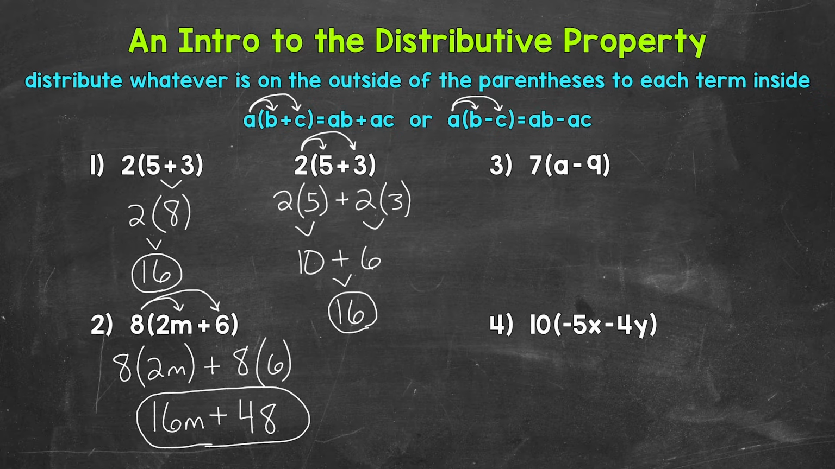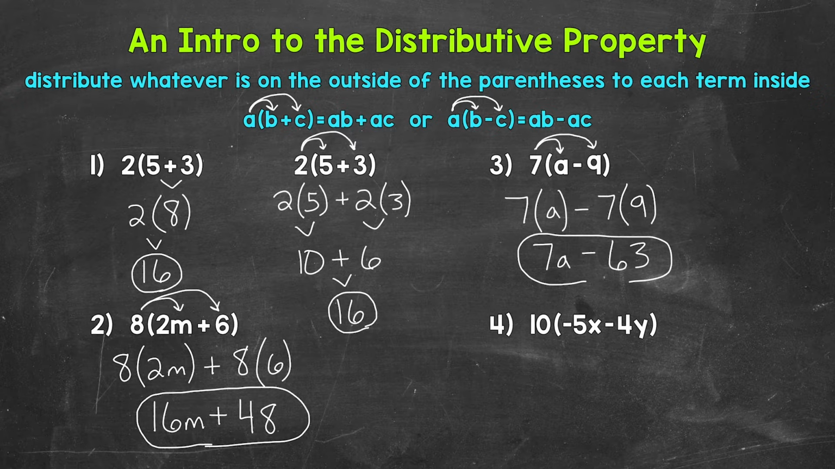Let's move on to number 3, where we have 7, and then in parentheses, a minus 9. Let's distribute that 7 to the a and to the 9. That gives us 7 times a minus, bring the subtraction sign down, 7 times 9. 7 times a is just 7a, minus 7 times 9 is 63. So we end up with 7a minus 63. We don't have any like terms that we can combine. So we are simplified and done.